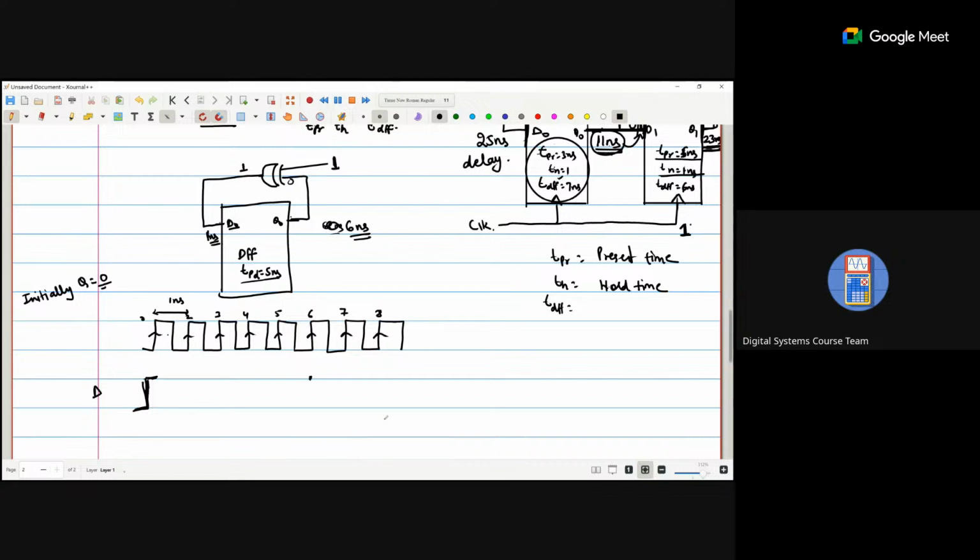Till that, what do we assume? We are assuming that Q naught is 0. If Q naught is 0, every time D naught is 1, and D is 1 is applied. After 6 nanoseconds, if we apply D at 1 nanosecond, D is 1, so Q is 1. So we are getting a 1. After 6 nanoseconds, with respect to this one, we are getting a 0.